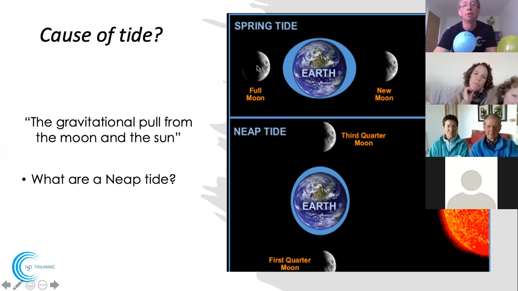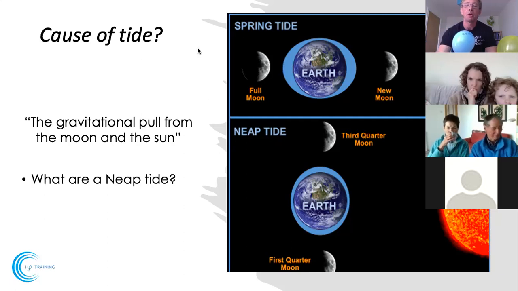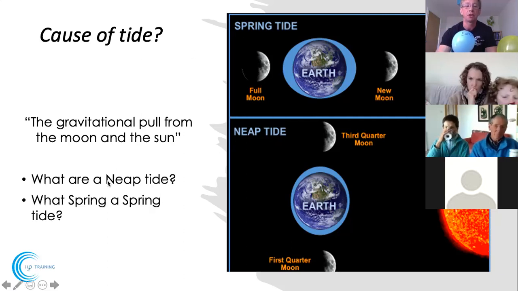So if we have the moon, the earth, and the sun all in alignment, we have really big tides. We also, on this end, have really low tides. So we have a really high tide and a really low tide. So that's a spring tide. But we also have another type of tide, which is called a neap tide. And a neap tide is when they are at right angles to one another.